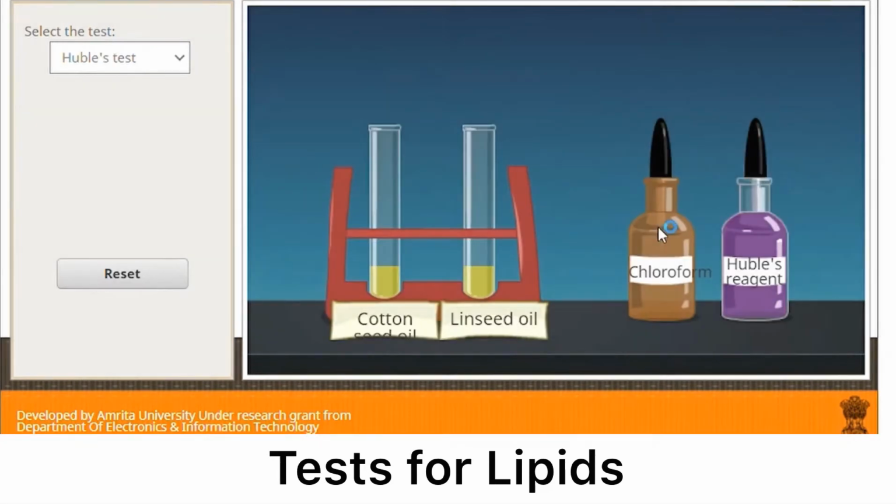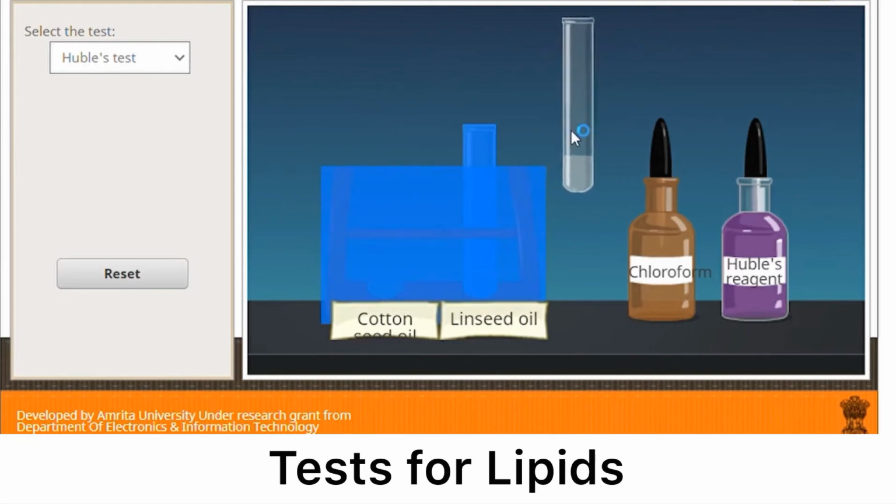We are down to our last test for lipids, the Hubl's test, which is a test for determining the unsaturation of lipids. For this test, we will be needing chloroform and Hubl's reagent, and our samples will be linseed oil and cotton oil. For the procedures, we will be adding about 3 ml of chloroform in each oil sample and then shake to mix well. Then, we will add about 3 to 4 drops of Hubl's reagent and observe the fading of the violet color in the test tubes. Record your observations.